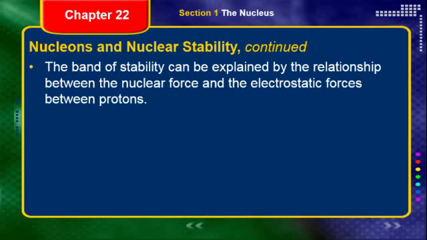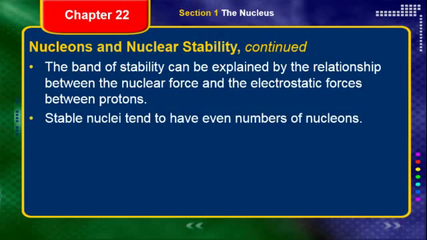Now, the band of stability, the reason that is the case, can be explained by the relationship between the nuclear force, okay, we've established that we're talking about the strong nuclear force here, and the electrostatic forces between protons. Remember, protons are all positively charged, and according to the normal rules regarding electrostatic forces, there should be a massive repulsive force there. So we have the strong nuclear force, which is an attractive force, and the electrostatic force here, which is a repulsive force, interacting with one another. This band of stability results from that relationship.